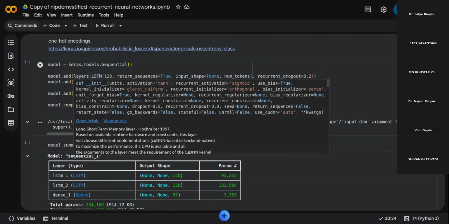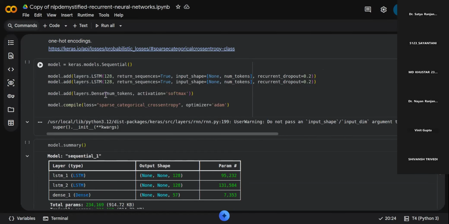So two LSTM layers have been used, one dense layer is used, with activation softmax. Why? Because out of all possible characters, one character will be the output. There are only 56 characters. So when one character is given, the next character will be predicted out of the 56. Again, when two characters are given, the next character will be predicted out of the 56. This is a simple multi-class classification problem, so we have used softmax.